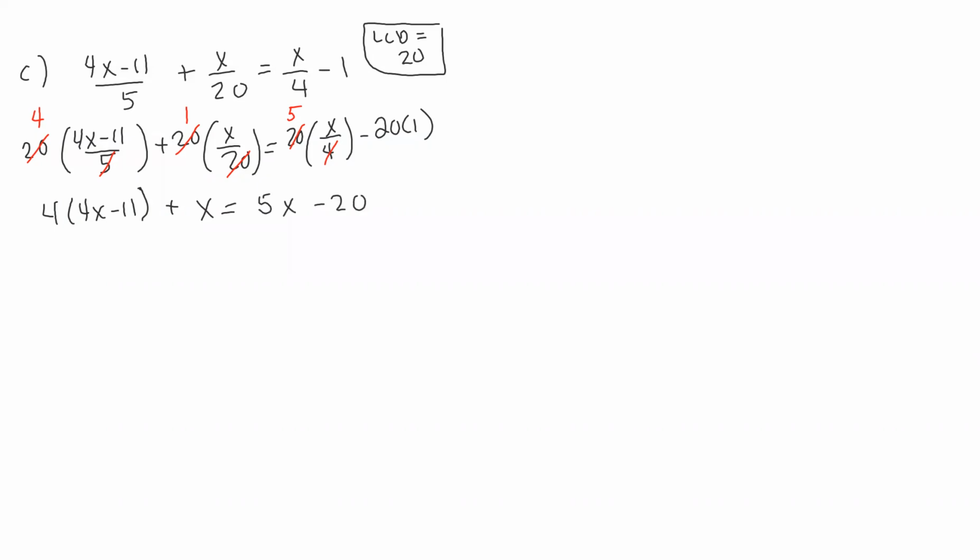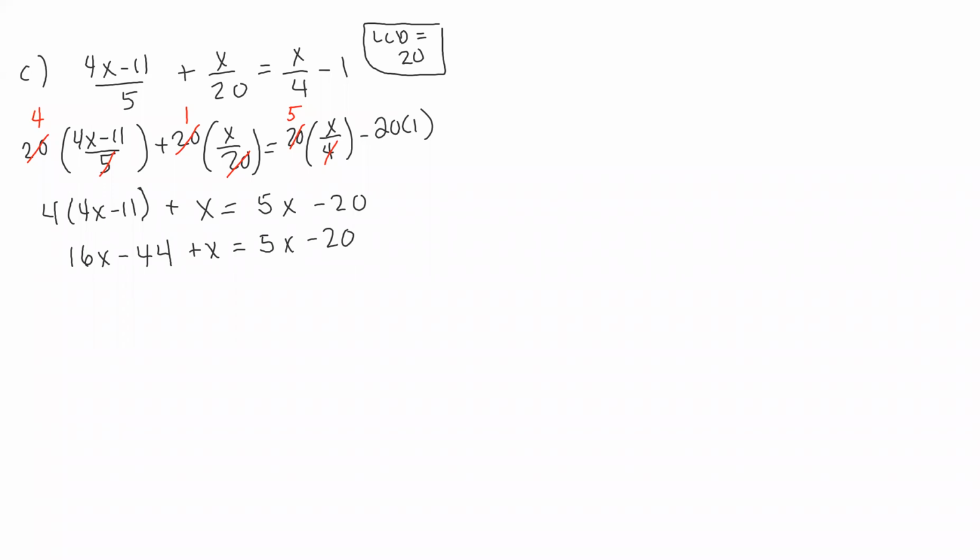All right. So again, at this point, we have a nice normal looking equation with all integer values, nothing nearly as complicated as what we started with. So at this point, we want to follow the regular 4 steps to solve. I'm going to start by distributing. So right here, I have 4 that I have to distribute through 4x minus 11. So 4 times 4x is 16x. 4 times negative 11 is negative 44. Drop down the rest of the equation, which is plus x equals 5x minus 20.